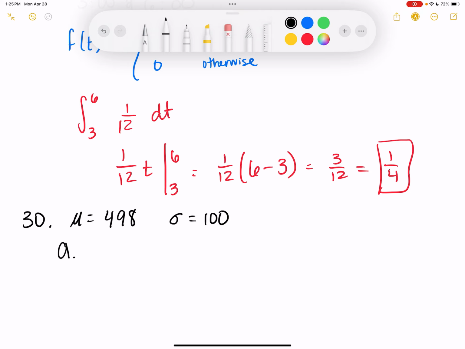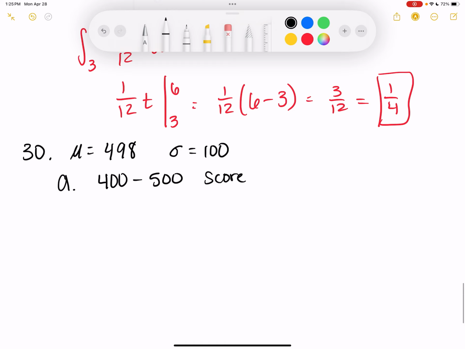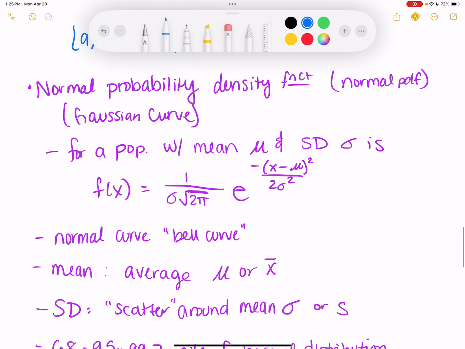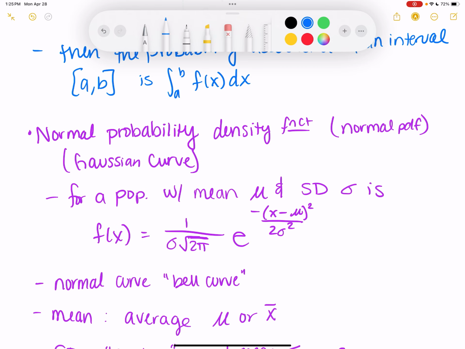All right. A, what percentage of the population has scores between 400 and 500? And I say that because we're just going to use NINT to do this. You can't possibly do this by hand. You don't know how.